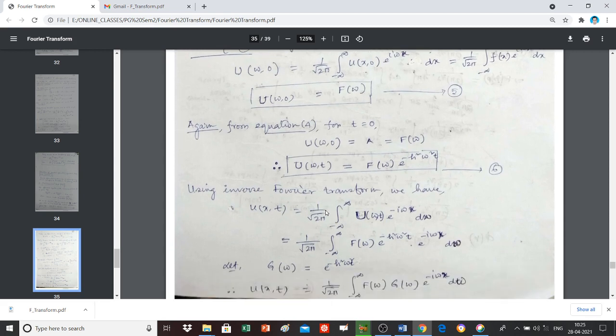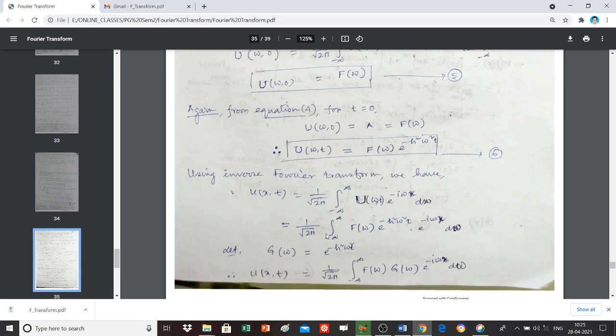Now we need to have the knowledge of u(x, t). In that case you have to use the inverse Fourier transform. The inverse Fourier transform of this u(ω, t) is nothing but u(x, t), that is equal to 1 by root 2π ∫ from −∞ to +∞ u(ω, t) e^(−iωx) dω. This is the definition.